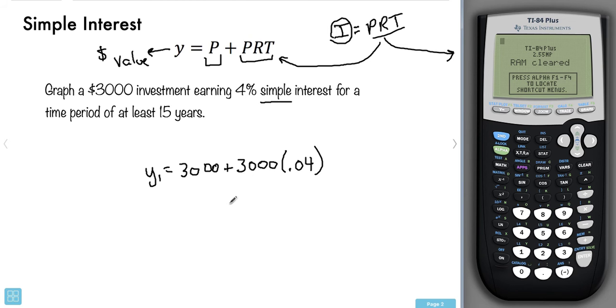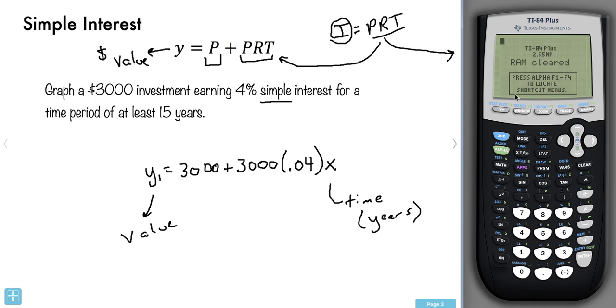And then normally if we were calculating this, we would put a specific time. We would want to know after 3 years or 5 years, but we want to look over a span of time, not for one specific time. So in place of time, instead of putting a number, we're going to put X and let X be the time, which is in years. And the Y is going to be the value of the investment.